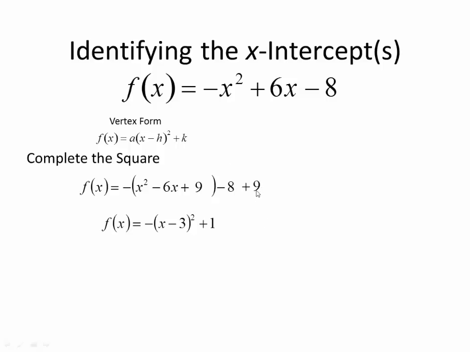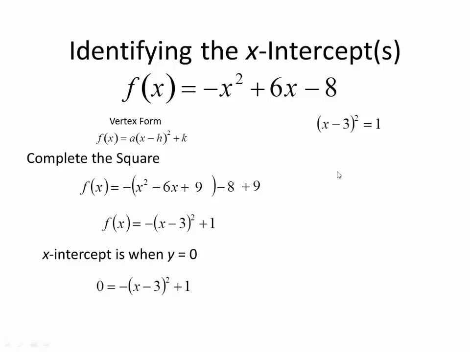Okay, now simplifying this, half of negative 6 is negative 3 squared. That's how I got the 9. So this is negative x minus 3 squared. Negative 8 plus 9 is 1. So when we were trying to find the x-intercepts, we want to make y 0. So we put a 0 on this side, and solve for x. Subtract the 1 from both sides.